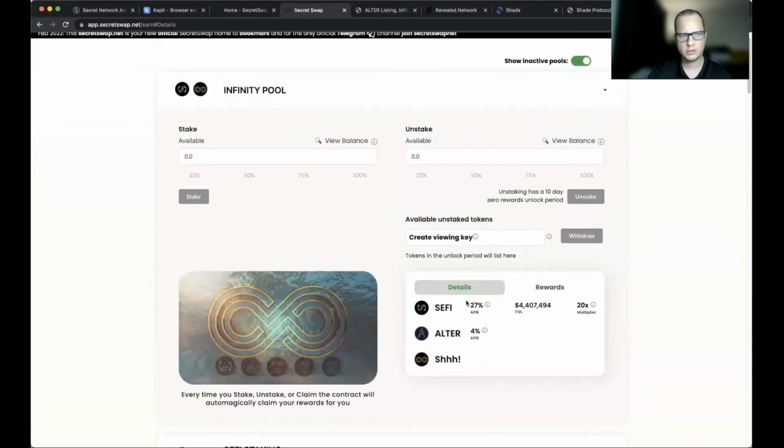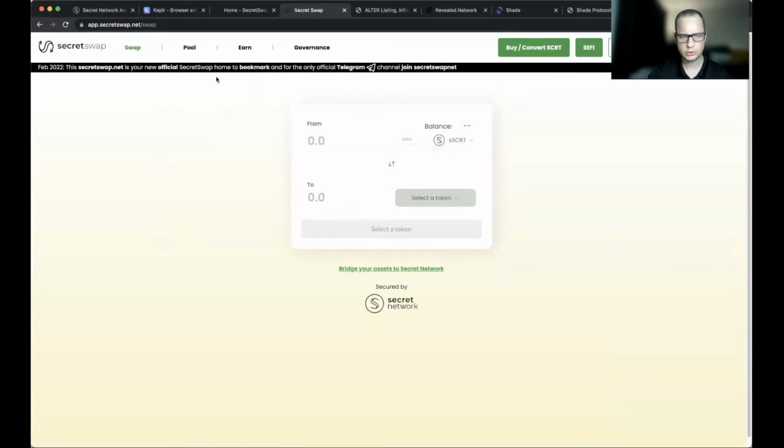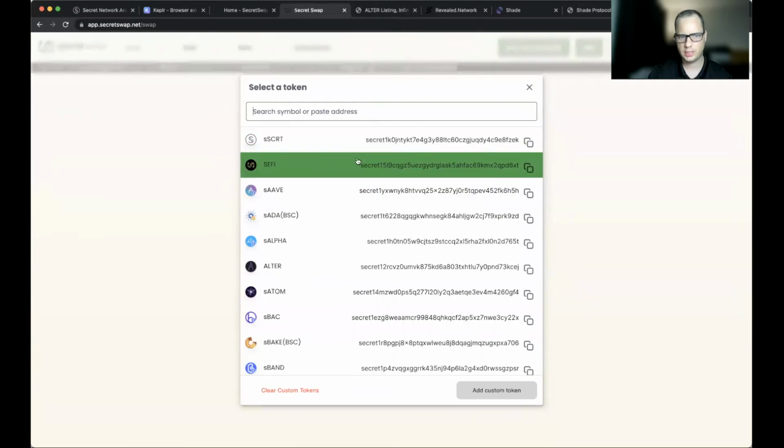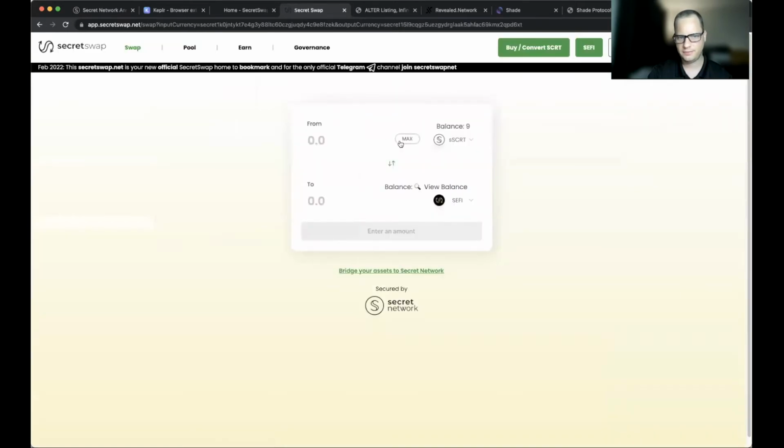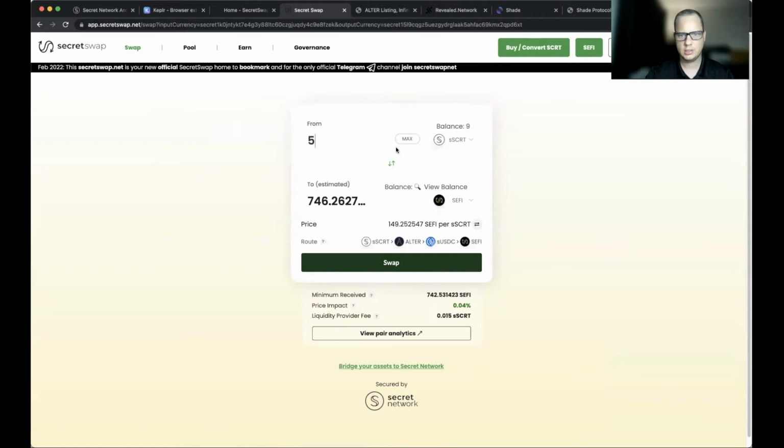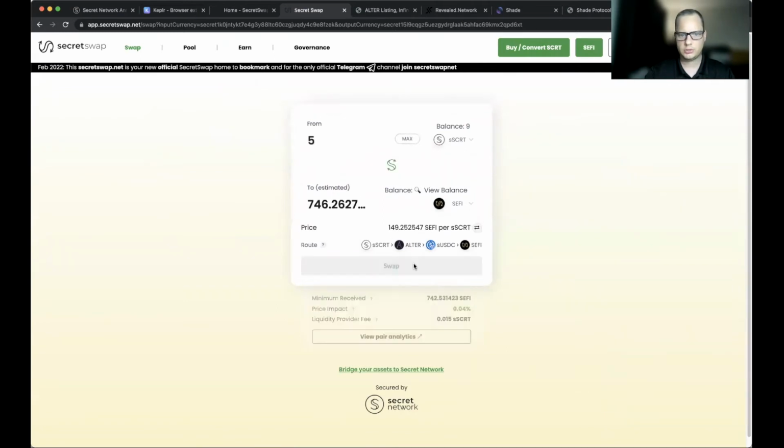Now we need to add liquidity. The first thing we need to do is go back to the swap function, and we'll throw some of it into the infinity pool, and then we'll also farm some of the Secret and SEFI liquidity pool tokens. So we'll convert about 5 of these to SEFI, and we'll just do this quick swap.